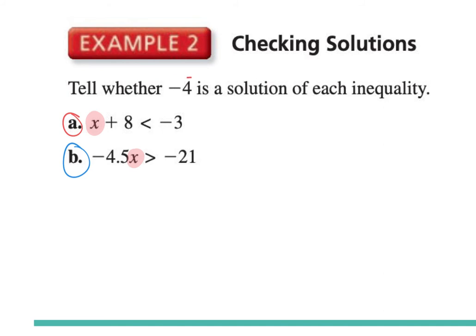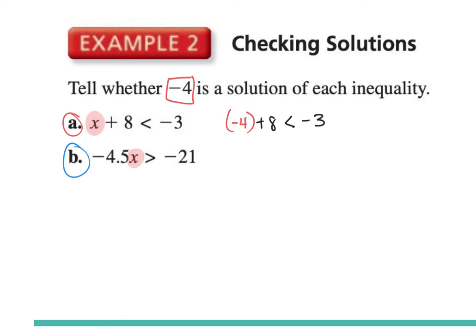So in this case, we're going to take this -4 and we're going to plug it in wherever we see an x. So we've got -4 plus 8 should be less than -3. Now we're going to see if this inequality holds, okay? We've got -4 plus 8. That's a negative and a positive being added, so we're going to subtract them because they're different signs.